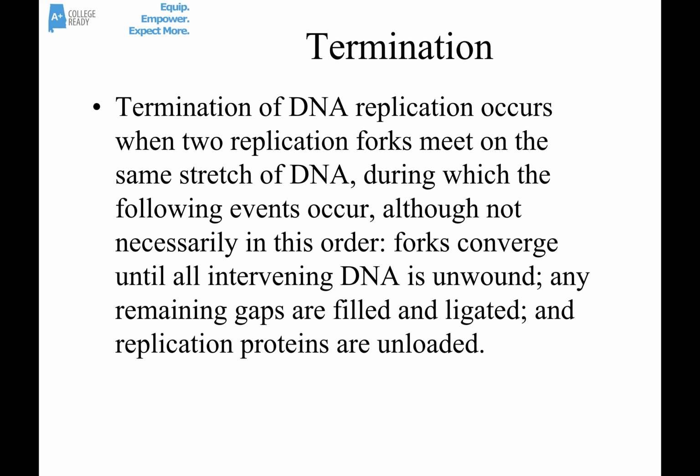Termination happens when two replication forks meet up on the same stretch of DNA. The forks converge. All the DNA is unwound. All the intervening DNA is unwound. Remaining gaps are filled and ligated or reconnected. And the replication proteins, like the single-stranded binding proteins, are removed, unloaded.